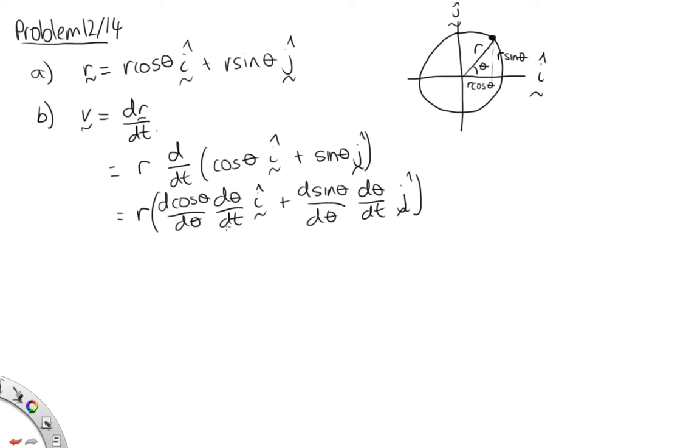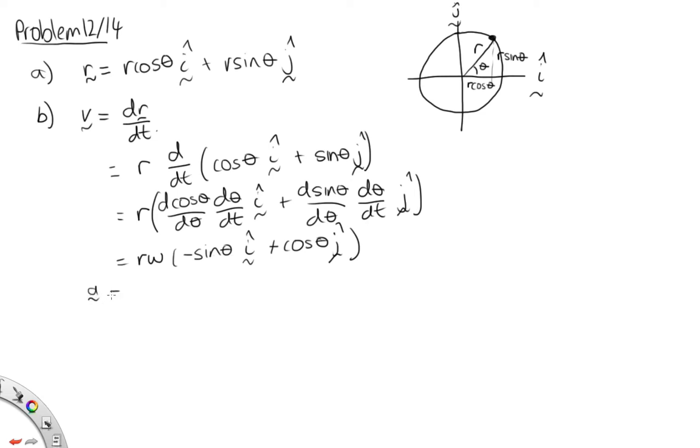Now d theta dt is just omega, the angular velocity. So that appears in both these terms, so we can write that as omega and pull it out the front. So we've got r omega, d cos theta d theta is equal to minus sine theta in the i direction, and then d sine theta d theta, that's plus cos theta in the j direction. So that's an expression for the velocity.